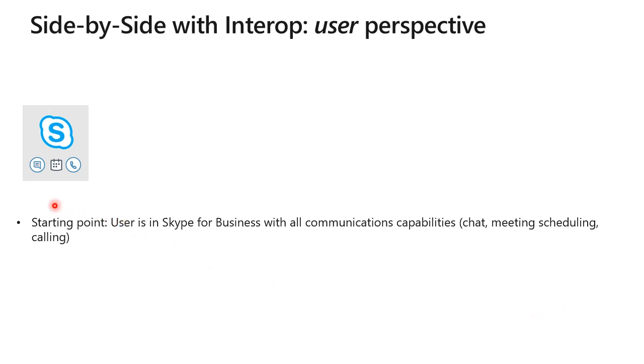And in this case, my users are leveraging all of the features of Skype for Business Server on premises. So we have chat, we have meeting scheduling, we have calling, which includes enterprise voice. Maybe it includes contact center integrations, right? We've got kind of the whole set of advanced features available in our Skype for Business Server deployment.